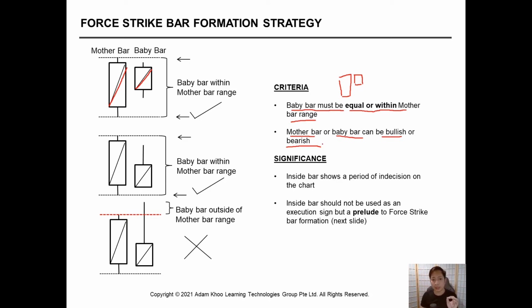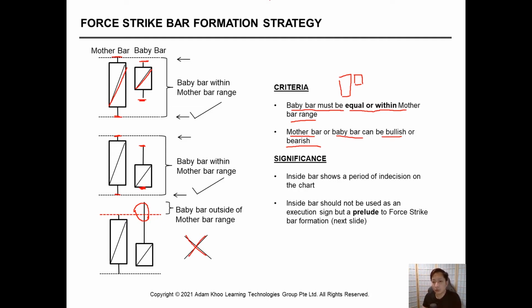The most important thing is that the entire range of the baby bar is within the entire range of the mother bar. It's like the mother is pregnant with another baby. So this is the range of the mother bar, the baby bar. You also count the tail, not just the body. The range will be the entire highest point, whether it's a tail or body of the baby bar. So in the case where the tail goes above, or the body is above or below the mother bar, this is not considered an inside bar.